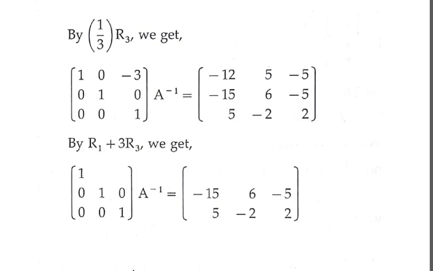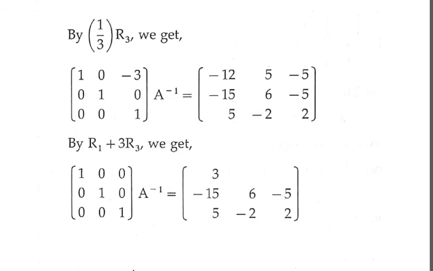In the second column, R1 is 0, R3 is also 0. So 0 plus 3 times 0 is 0. In the third column, R1 is minus 3 and R3 is 1. So minus 3 plus 3 is equal to 0. In a similar way, on the opposite side, R1 is minus 12, R3 is 5. So minus 12 plus 3 times 5, that is 15, so minus 12 plus 15 is equal to plus 3.